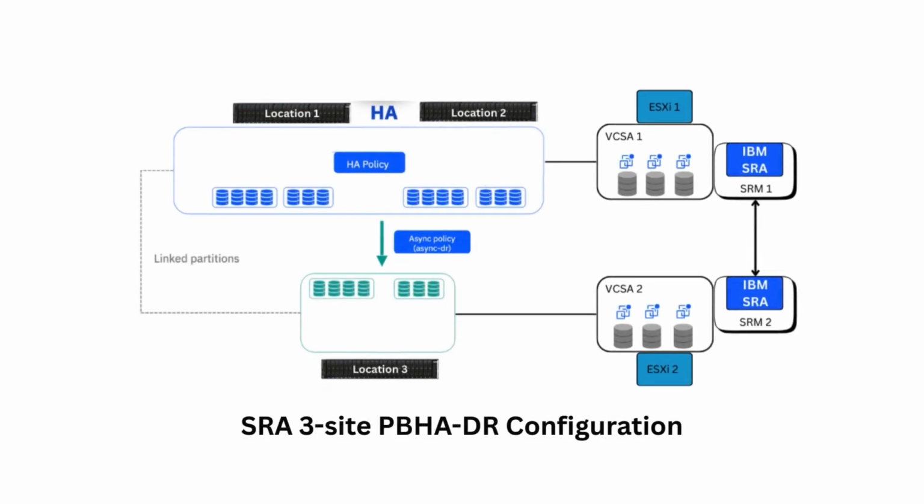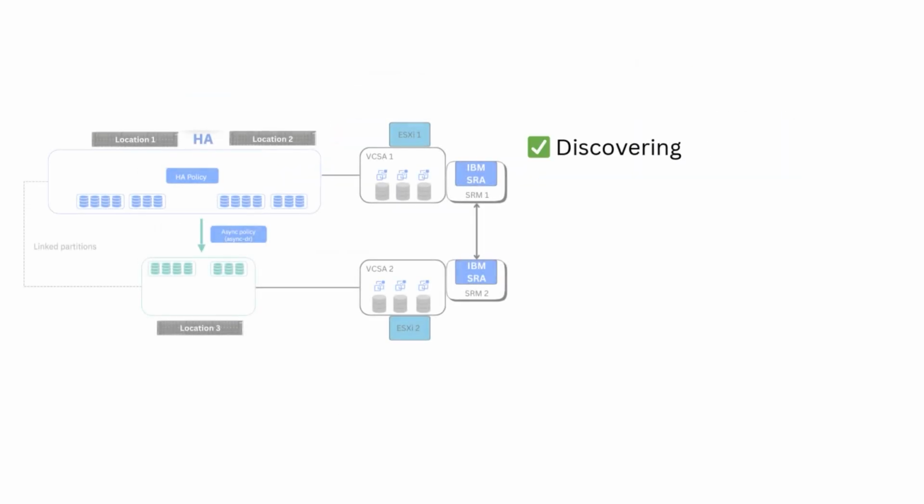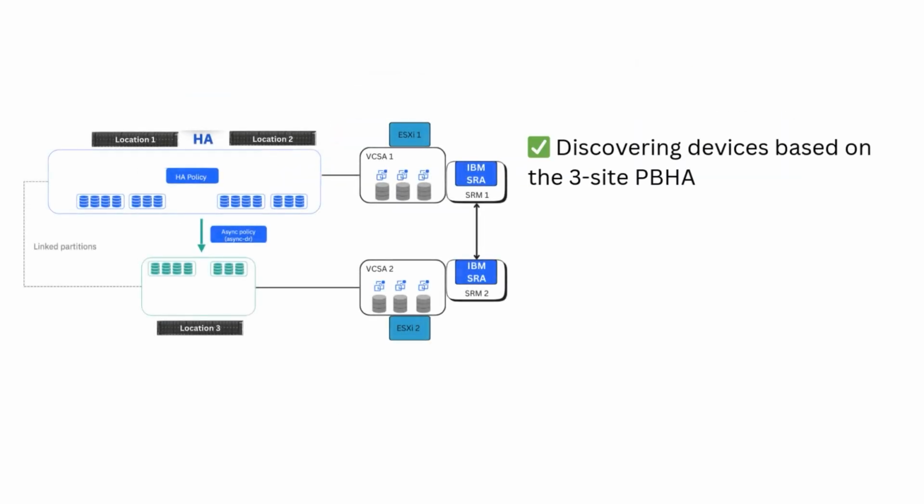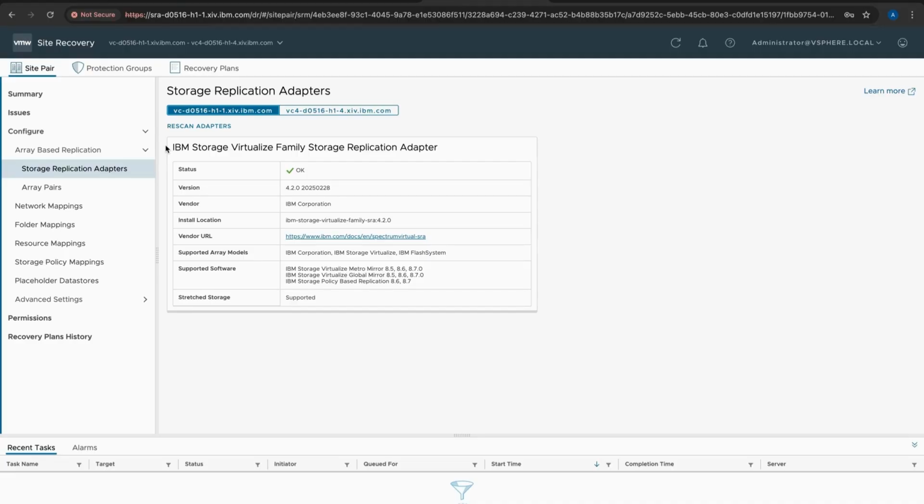In today's video, we are taking the next steps forward, which includes discovering devices based on three-site partition-based array pair, creating a protection group and a recovery plan, and finally running a test failover operation to verify everything is working smoothly. Alright, let's start by discovering the devices.